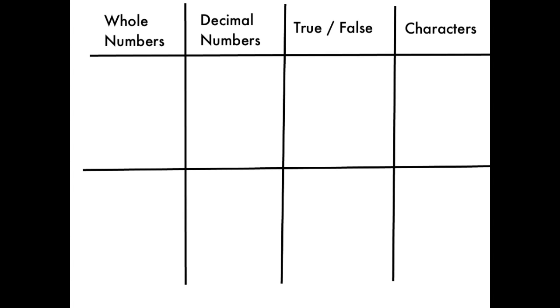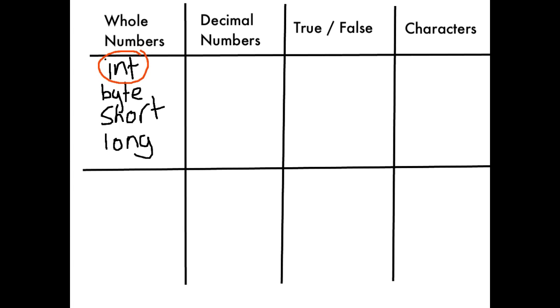Java has 8 primitive data types, and those fall into 4 separate categories. We have whole numbers, decimal numbers, true, false, and characters. In whole numbers, we have int, byte, short, and long. Generally, I would really only use int in that category.